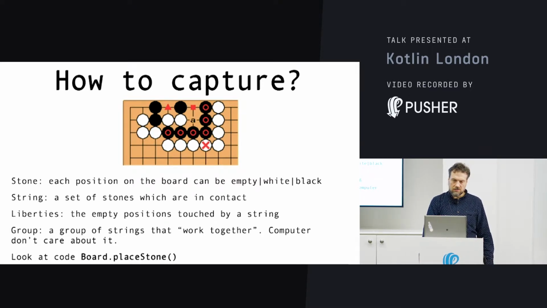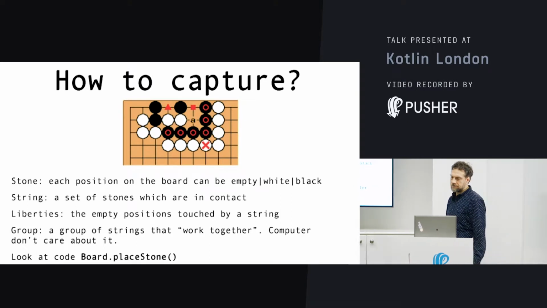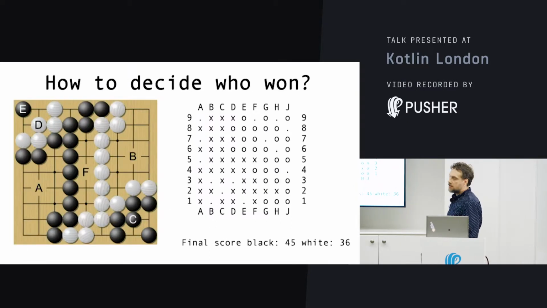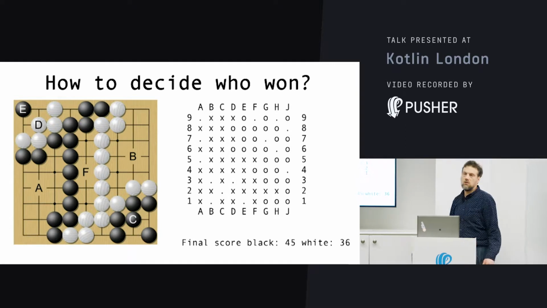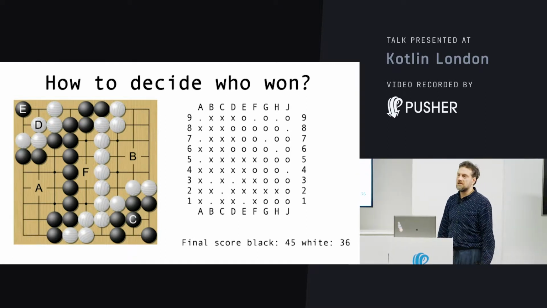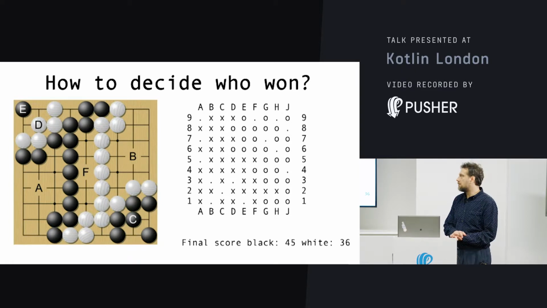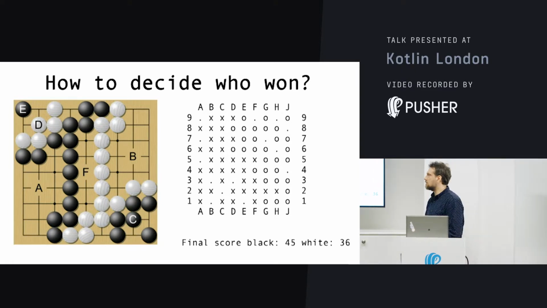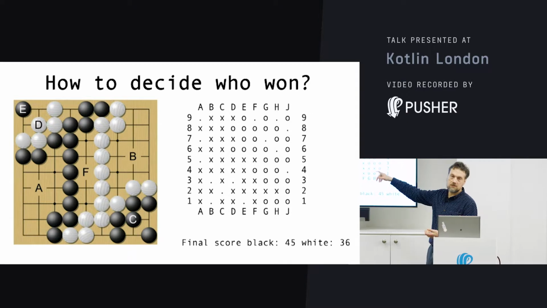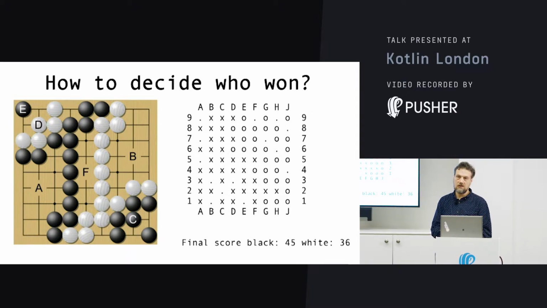Now, a strange problem with Go is deciding who wins. Because in chess, the last one wins. It's very easy. Instead, in Go, it's absolutely not easy to understand who wins. For a human player, what do they do? Basically, they count the territory that they are surrounding.